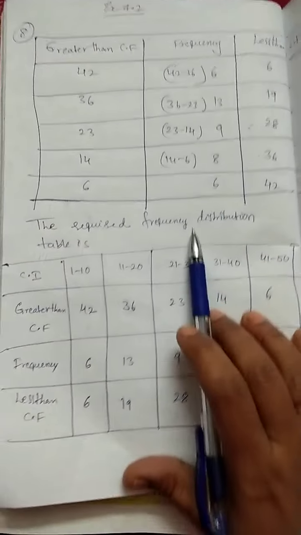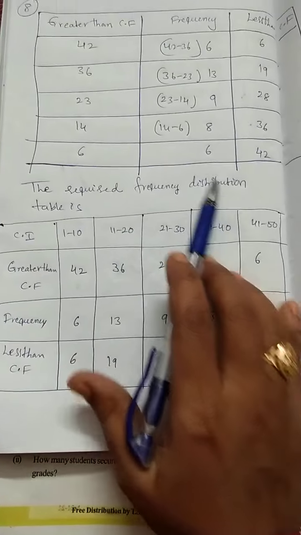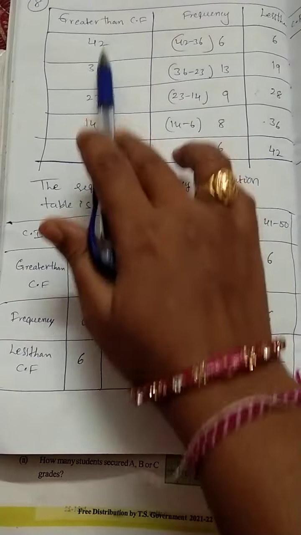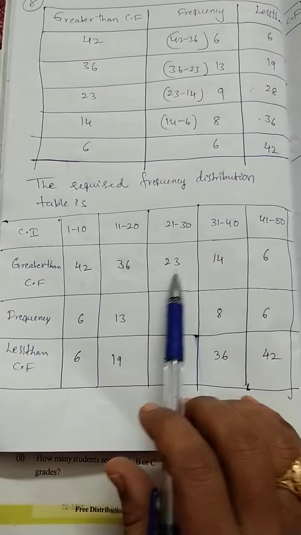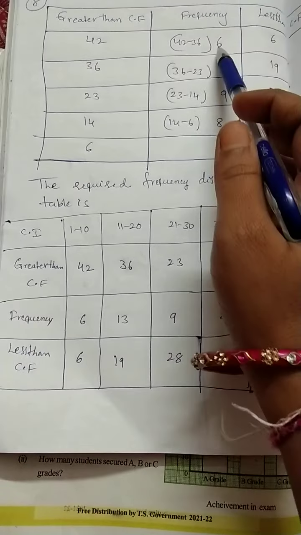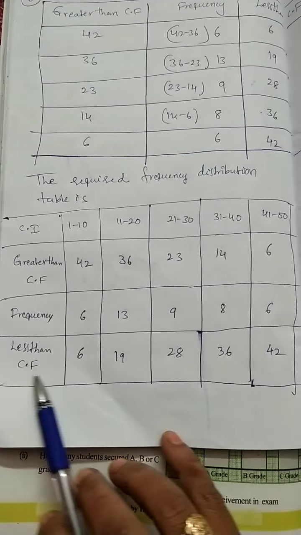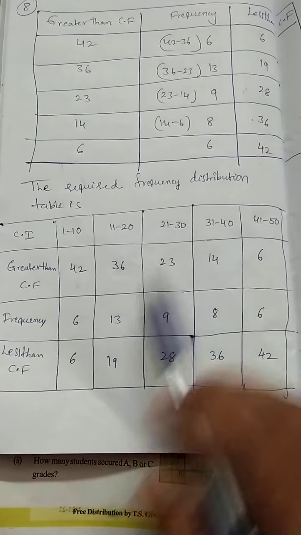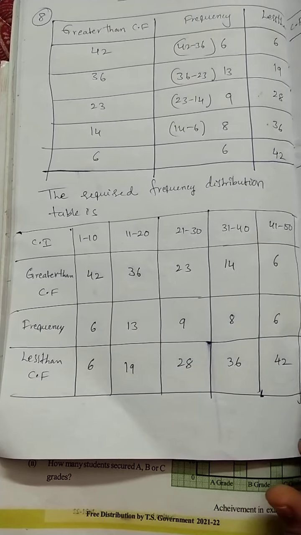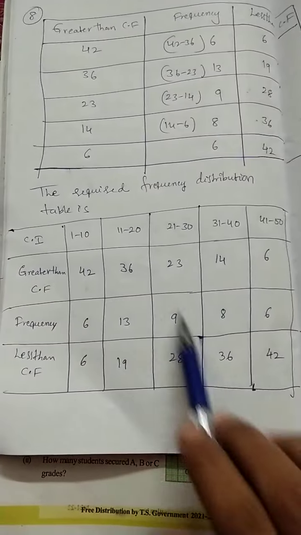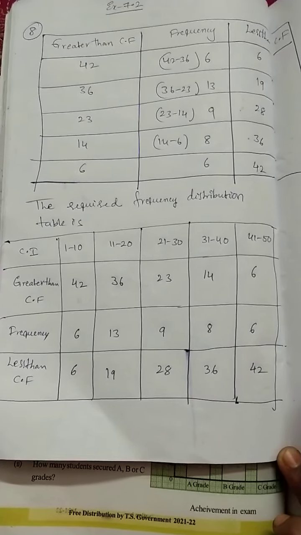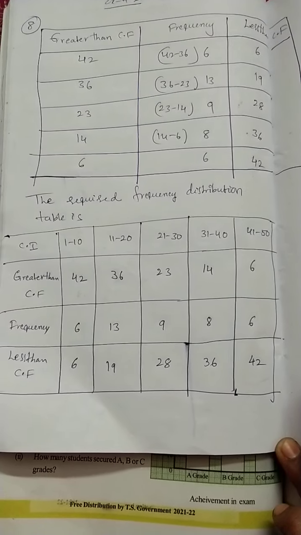This is the required frequency distribution table. Here horizontally you can write the class intervals, then greater than cumulative frequency 42, 36, 23, 14, 6. Next the frequencies 6, 13, 9, 8, 6. Next, the less than cumulative frequency 6, 19, 28, 36, 42. This is the final table, the required frequency distribution table. You should use a scale and draw the table properly. I hope you understood. Thank you.